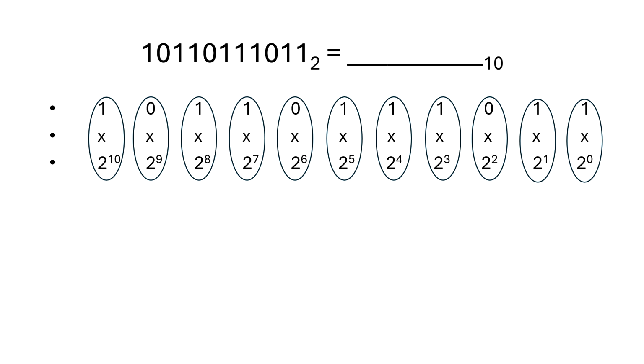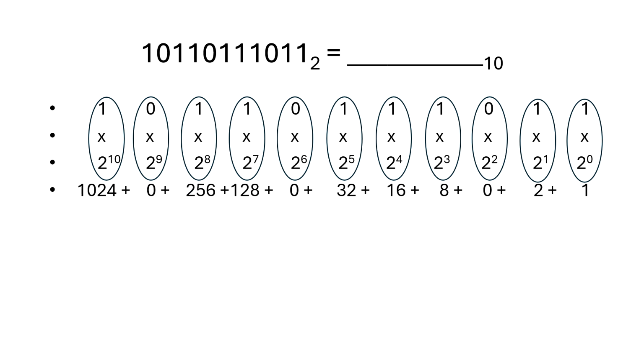And so you have 1 times 2 to the 10th power, and then of course 0 times 2 to the 9th power, then 1 times 2 to the 8th power, 1 times 2 to the 7th power, 0 times 2 to the 6th power, 1 times 2 to the 5th power, 1 times 2 to the 4th power, 1 times 2 to the 3rd power, 0 times 2 to the 2nd, 1 times 2 to the 1st, and then 1 times 2 to the 0 power.